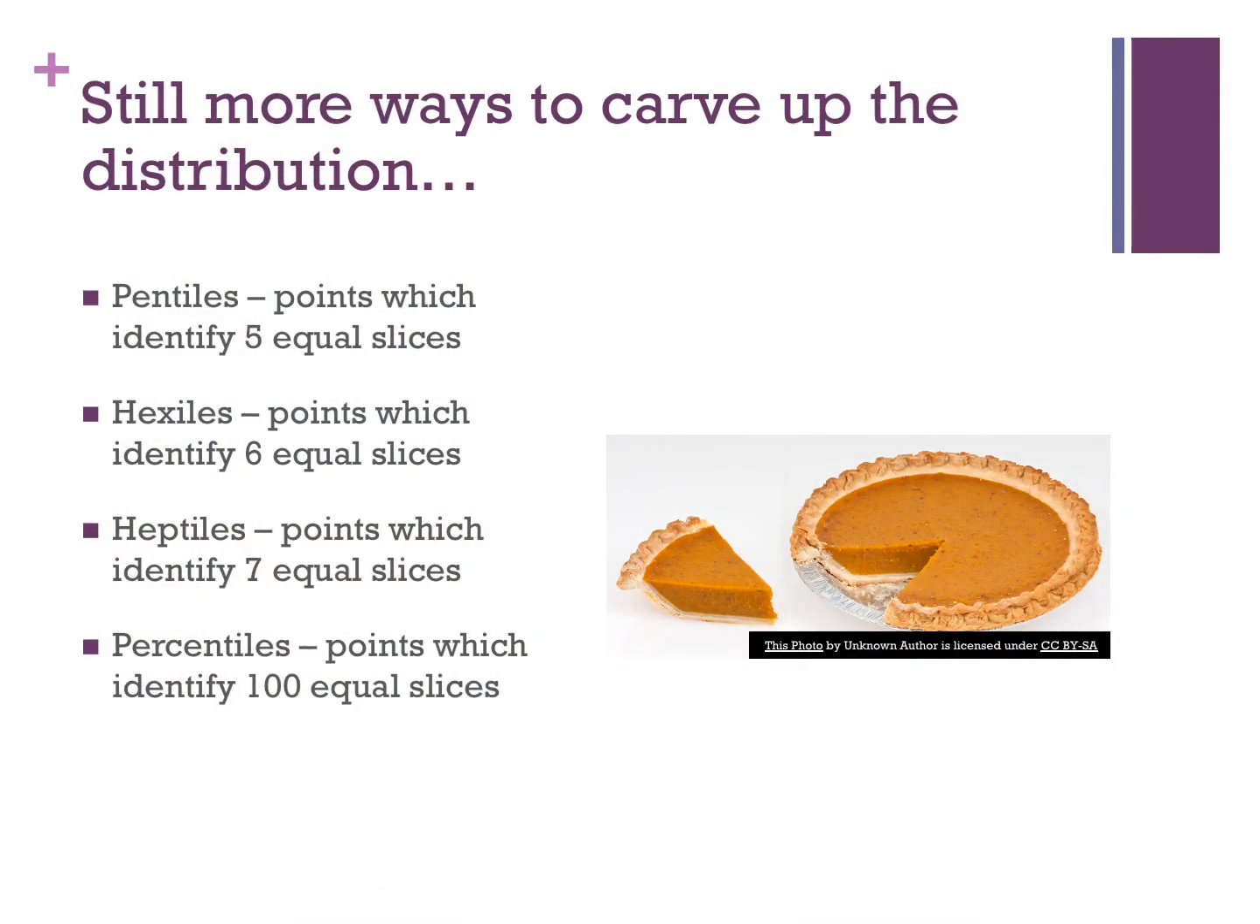Pentiles divide the distribution into 5 equal slices. Hexiles divide it into 6 equal slices. Heptiles create 7 equal slices, and of course, percentiles define 100 equal slices.